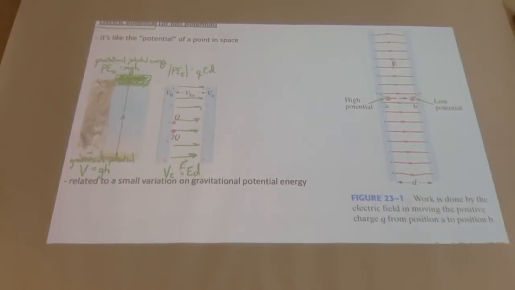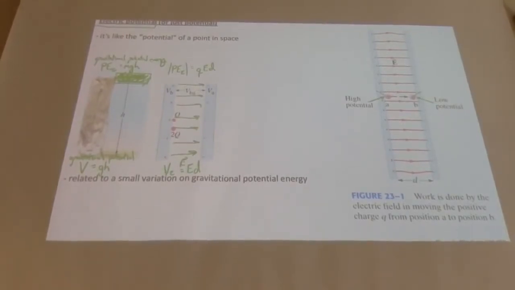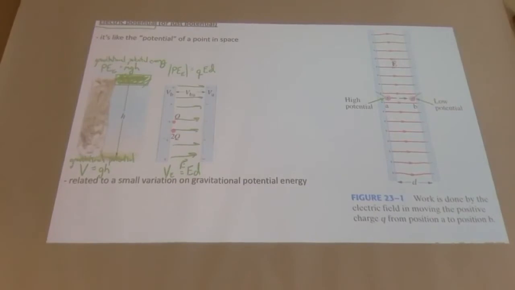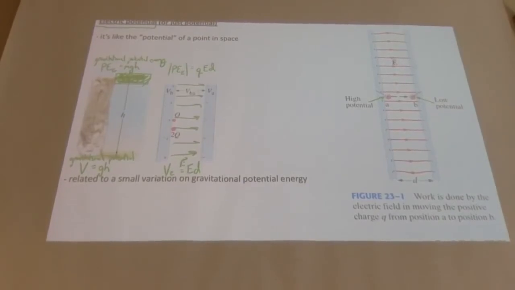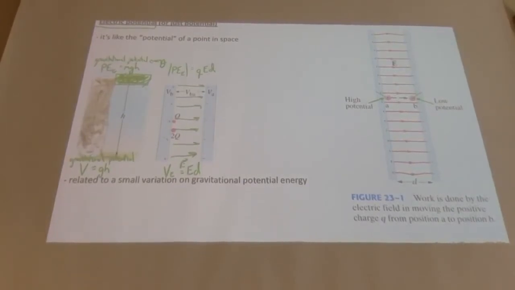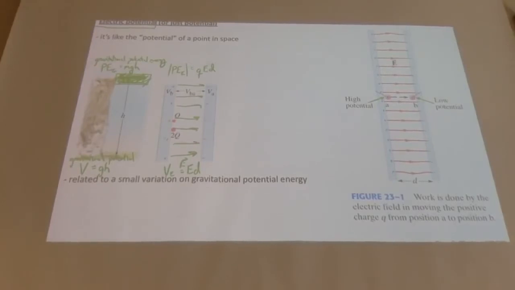So the difference is points where nothing is have potential. Charges at those points have potential energy. Can I say that again? Points in space have potential. Charges placed at those particular points will possess potential energy.